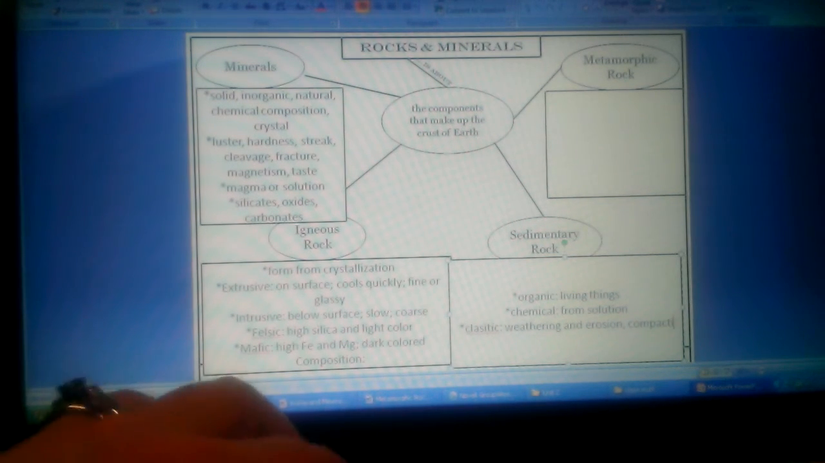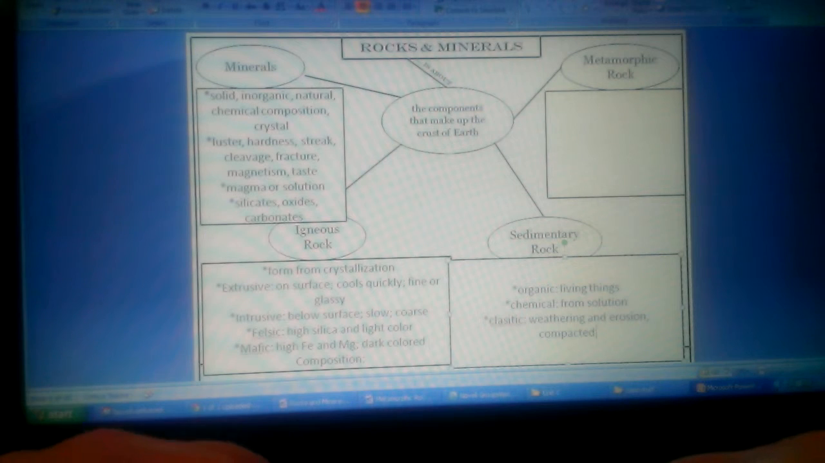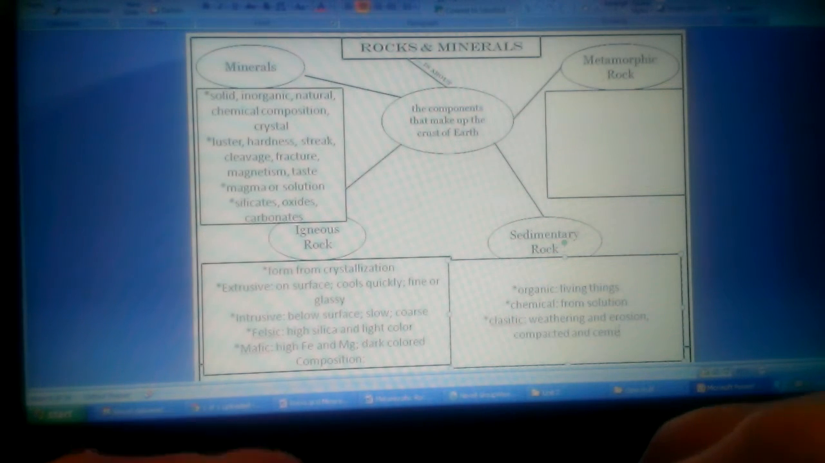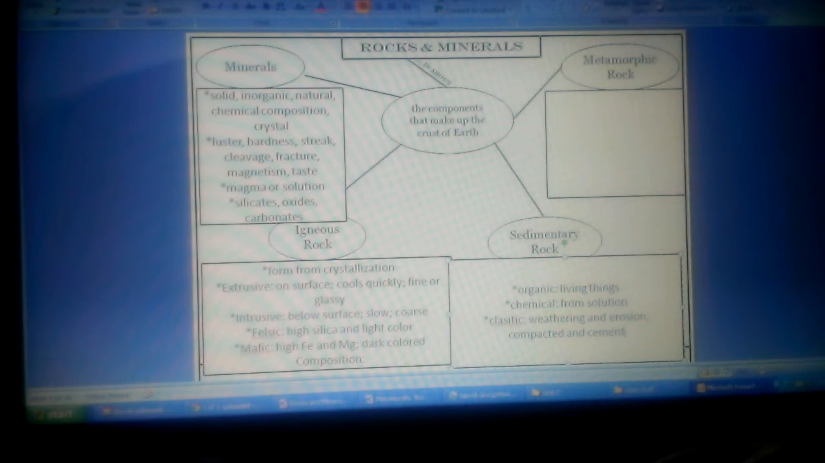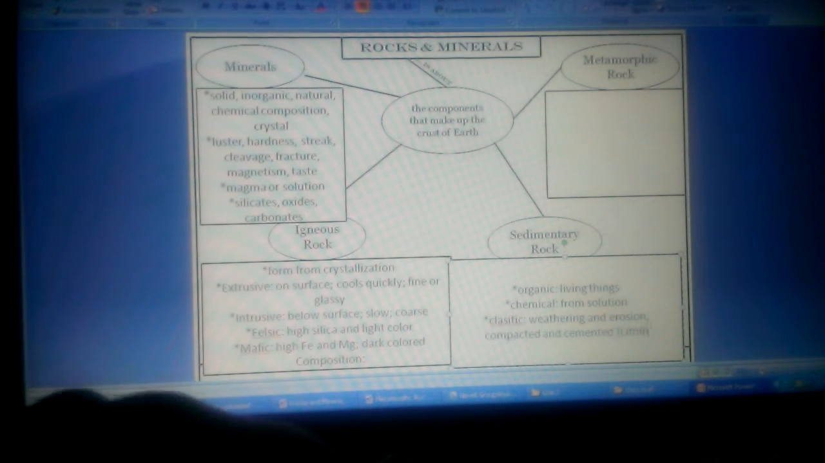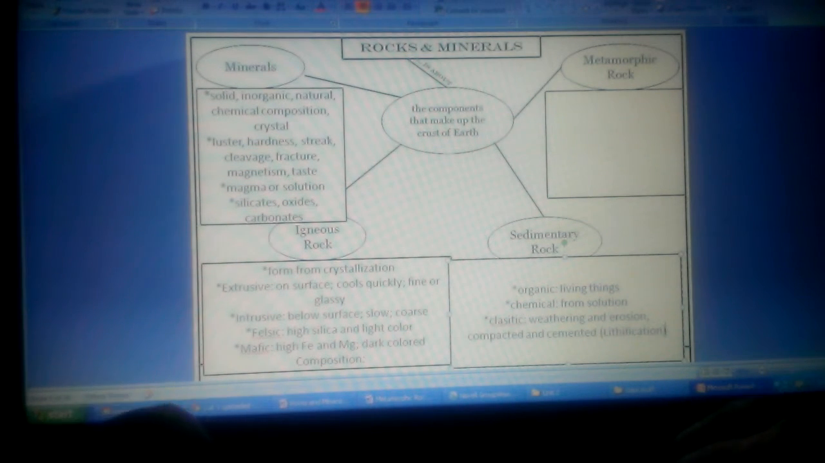Now we did that with a Rice Krispie treat in class. We compacted it and cemented it with our marshmallows to make a clastic sedimentary rock. So weathering and erosion, compaction and cementation, all of that's called lithification, and that's a vocabulary word as well. That's one word that you'd want to keep in mind when you're thinking of sedimentary rocks. So we have organic, chemical, and clastic. Those are the three main types of sedimentary rock, and the most important things we want to keep in mind are how those rocks form.